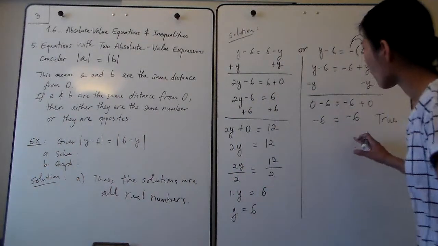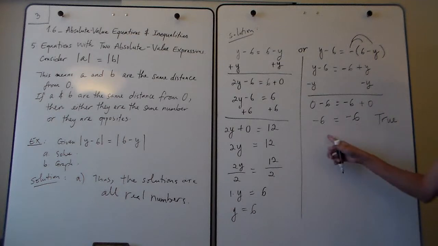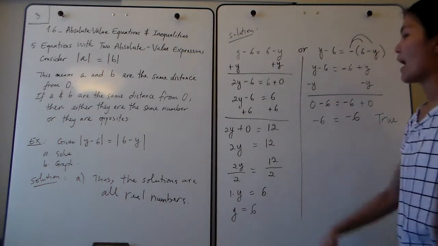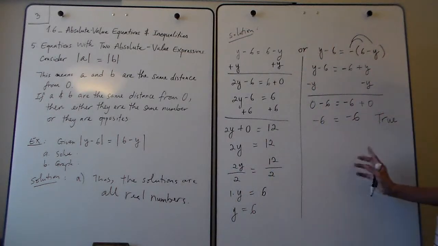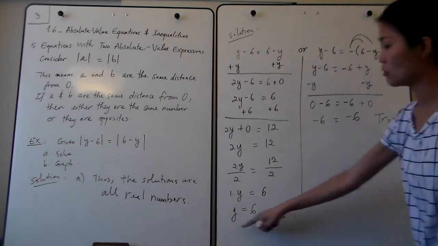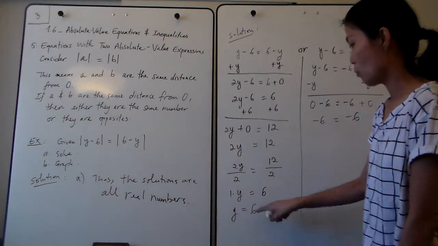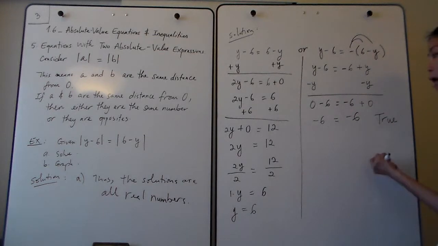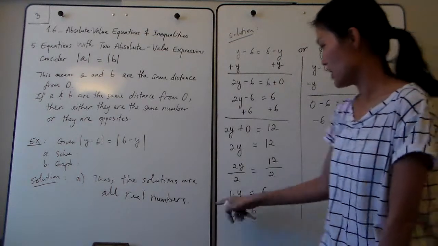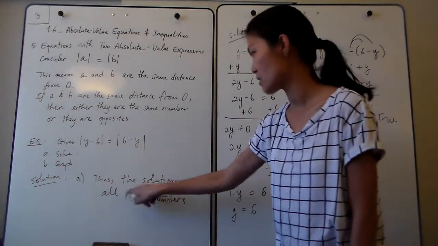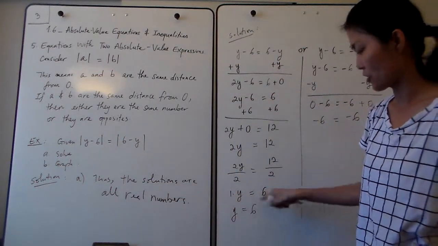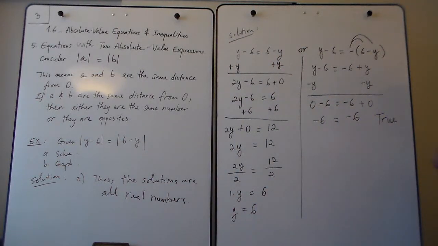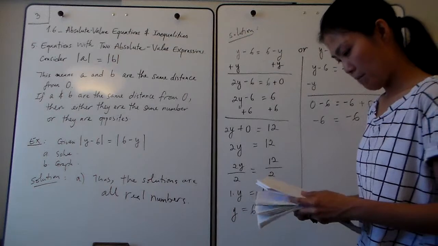Since this second equation shows that negative 6 equals negative 6, it means that any real values are solutions of this equation. And the other equation also includes its solution, y equals 6. y equals 6 is a real number. It's one of the solutions, right? So we don't need to restate this answer. All we need to say is, thus the solutions are all real numbers. It already includes y equals 6. So that's the example for 5.